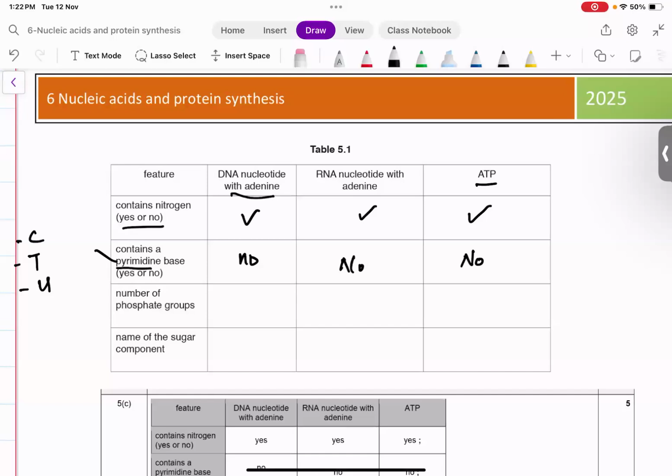Number of phosphate groups. DNA nucleotide, it has 1. RNA nucleotide, it has 1, and ATP, it has 3. Name of the sugar component. DNA, it is deoxyribose. RNA, it is ribose. ATP, it is ribose as well. Okay, so this is the comparison between these three nucleotides: RNA nucleotide, DNA nucleotide with adenine, and ATP.